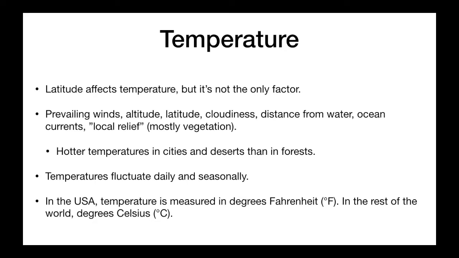The way we measure temperature in the United States is with the Fahrenheit scale, so we measure temperature in degrees Fahrenheit. Pretty much the rest of the world uses the Celsius scale, which is measured in degrees Celsius. The difference is that in Fahrenheit, freezing is at 32 degrees and the boiling point is at 212. Celsius is a little bit easier to remember. Freezing is at 0, boiling is at 100.